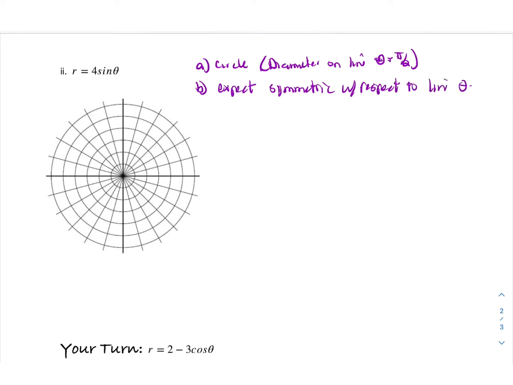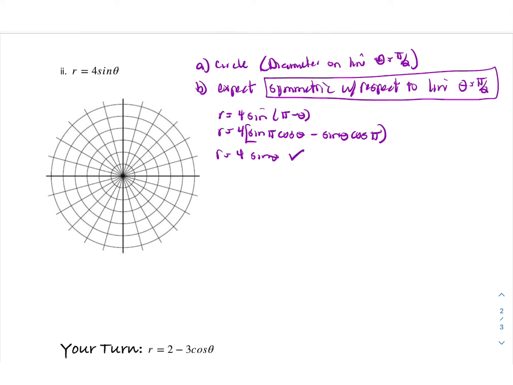I'm testing by replacing every r with r and theta with pi minus theta. And yes, it's symmetric with respect to the line theta equals pi over 2. Now I need to find my maximum value of r by replacing sine of theta with 1, and I get my maximum value of r is 4. Now I'm going to find the zeros of my polar graph by replacing r with 0 and solving for theta, and I end up with sine of theta equals 0. Where in the unit circle is sine of theta equal to 0, at least from 0 to 2 pi? That's at 0 and pi.